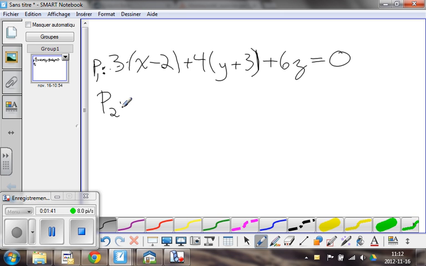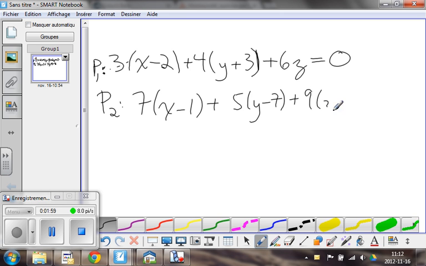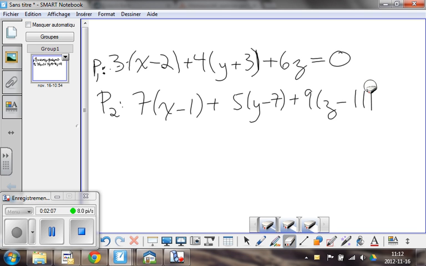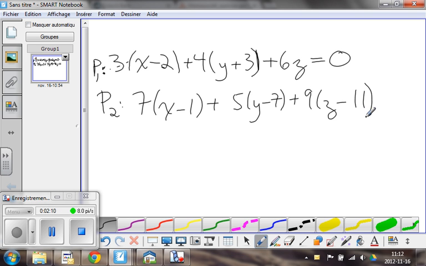Some more inventing. I'm starting with 7 times x minus 1, plus 5 times y minus 7, plus 9 times z minus 11. It's a weird plane. Right. Okay, so where do they cross, if they do?